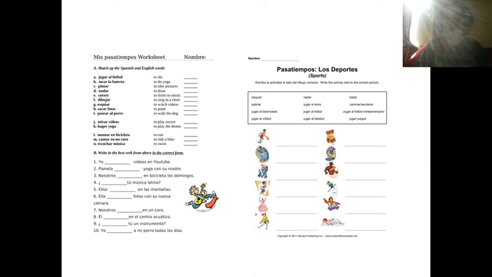You've got jugar al fútbol, which sounds pretty similar, so it's to play football. Tocar la batería, to play the drum. Pintar, to paint. Nadar, to swim. Correr, to run. Dibujar, I actually don't know what that is. That's interesting. I don't know what something is there, guys. Oh no. But it's basically just to match up what goes with what. Esquiar, to ski. Sacar fotos, to take photos.